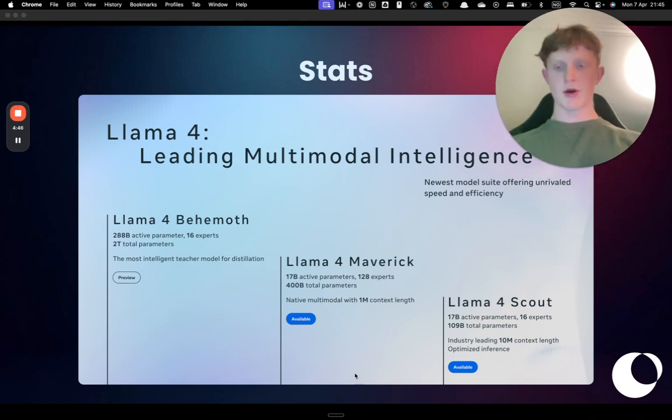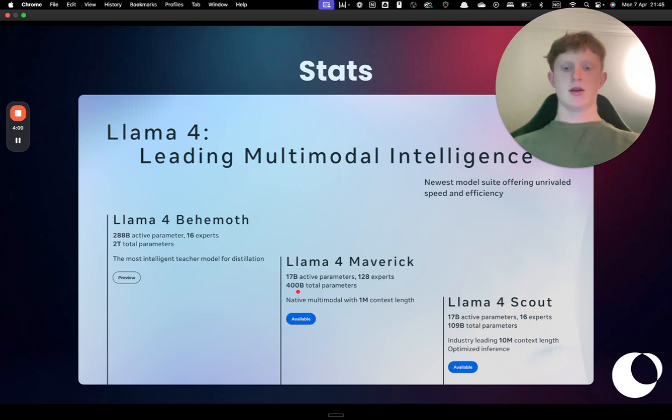There are three models in the Llama 4 AI category or group. There's Llama 4 Scout, Llama 4 Maverick, and Llama 4 Behemoth. Two of those are available right now, while Behemoth is still in preview. If you look at Llama 4 Maverick, it has 17 billion active parameters, 128 experts, and 400 billion total parameters.